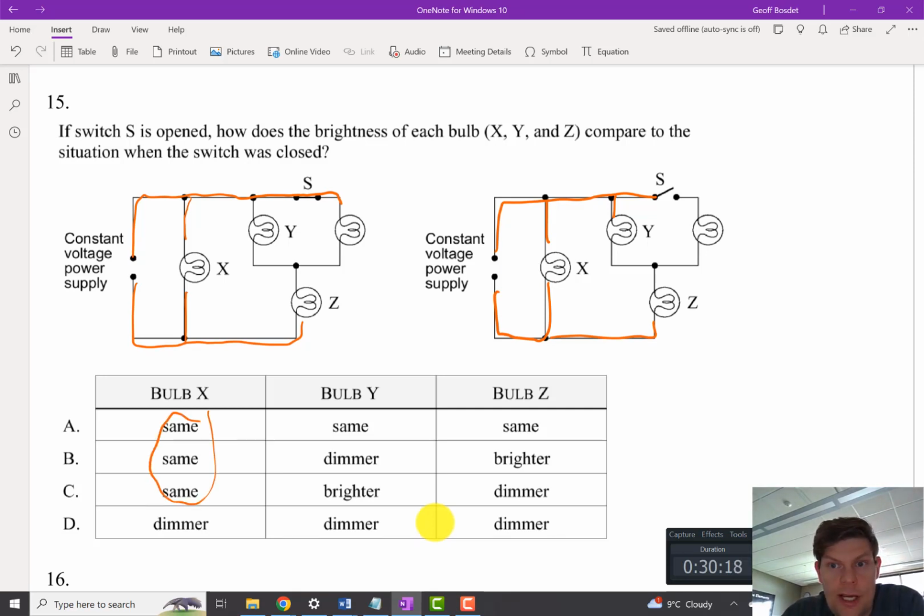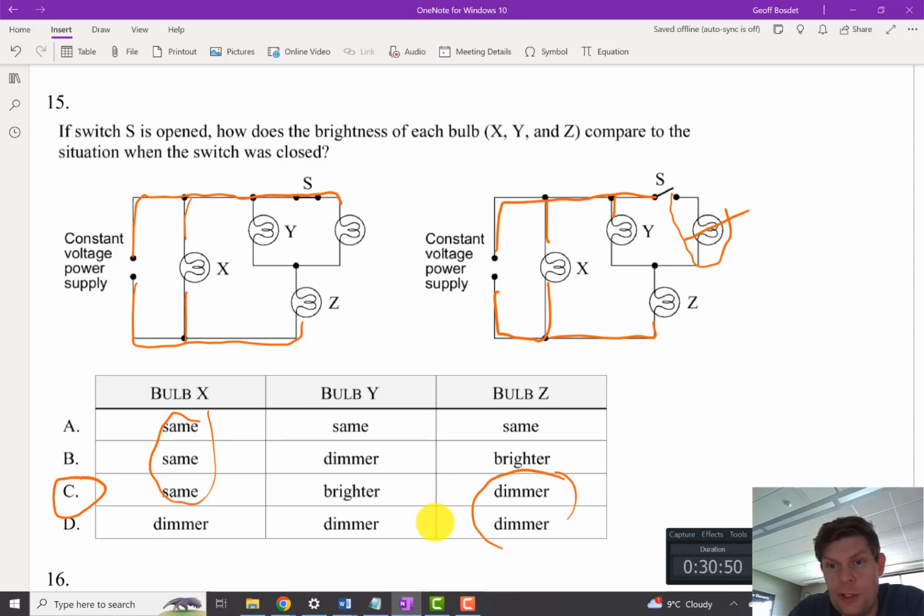Now, let's think what will happen if we basically take this one out of action. If we take this one out of action, suddenly we have increased the total resistance of this section, so the total current has gone down, passing through Z. So Z will be dimmer. So we already know the answer is this one.